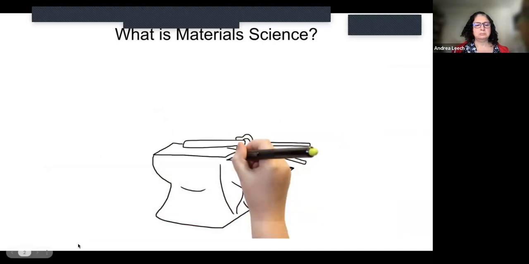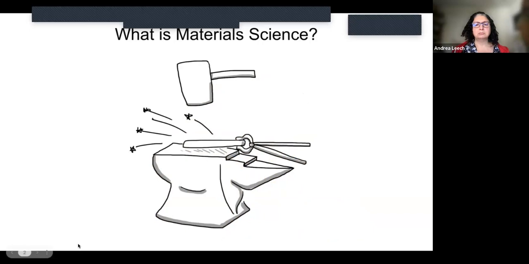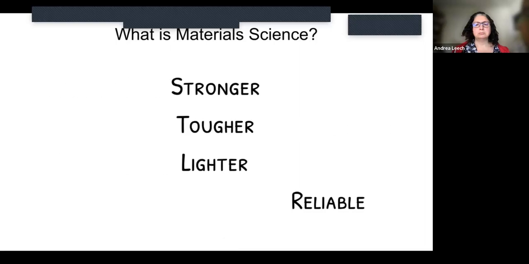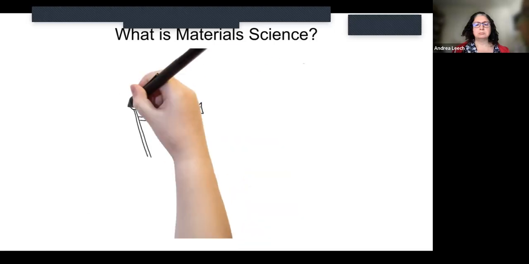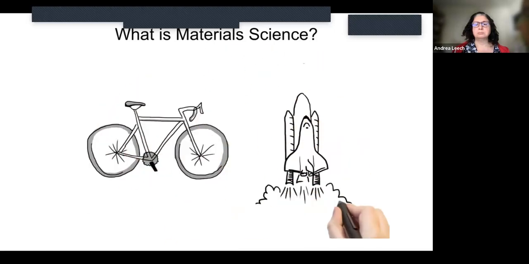This concept is not a new one. For example, blacksmiths from the Middle Ages knew that a metal's properties could be improved by working it with a hammer. Through deeper understanding of these principles, it is possible to make our metals stronger, tougher, lighter, and more reliable. Industry is constantly developing new alloys tailored for their applications, from aerospace to sports equipment.